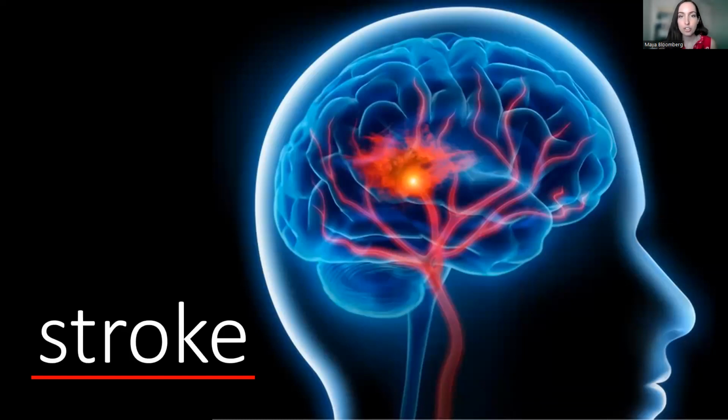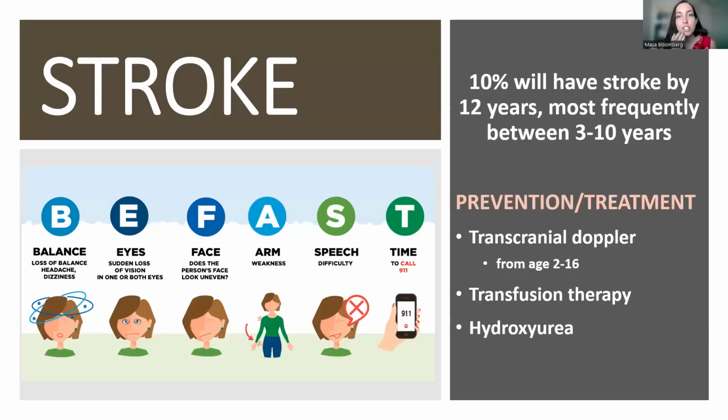Next up is stroke. A stroke essentially occurs when you're having a disruption of blood flow in the brain. You can either have an ischemic stroke, which is when you're having no blood to a portion of the brain, or you can have a hemorrhagic stroke, which is when there's actually a bleed inside the brain.